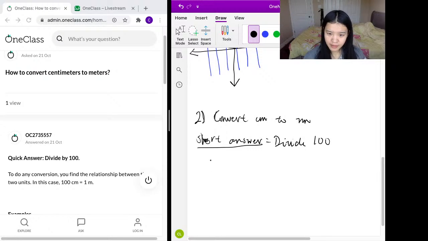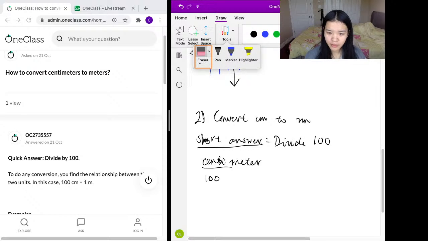This is because centi means 100. So in each meter, there's 100 centimeters. You also note the word century or cent. Cent just means 100 in Latin. So this is how you could easily remember that there's 100 centimeters in each meter.